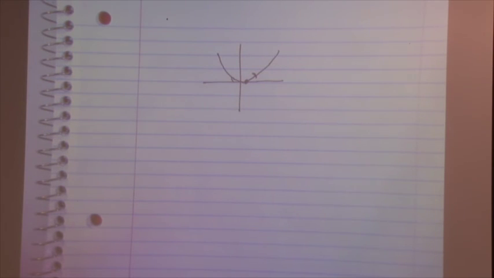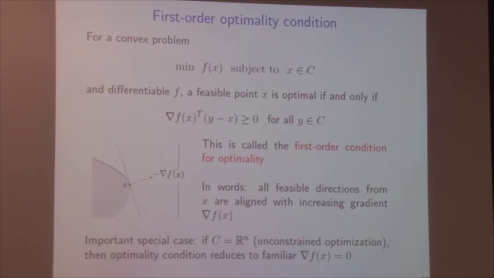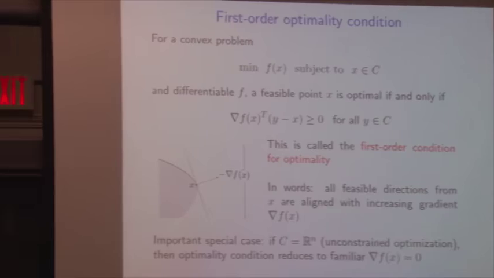Okay? And you can see how if we're not worried about feasible sets, and we're just doing an unconstrained minimization, this is going to reduce to something very familiar to all of you, a familiar property of convex functions, which is that the gradient is equal to 0 at a minimum. And you can actually derive that from the above.